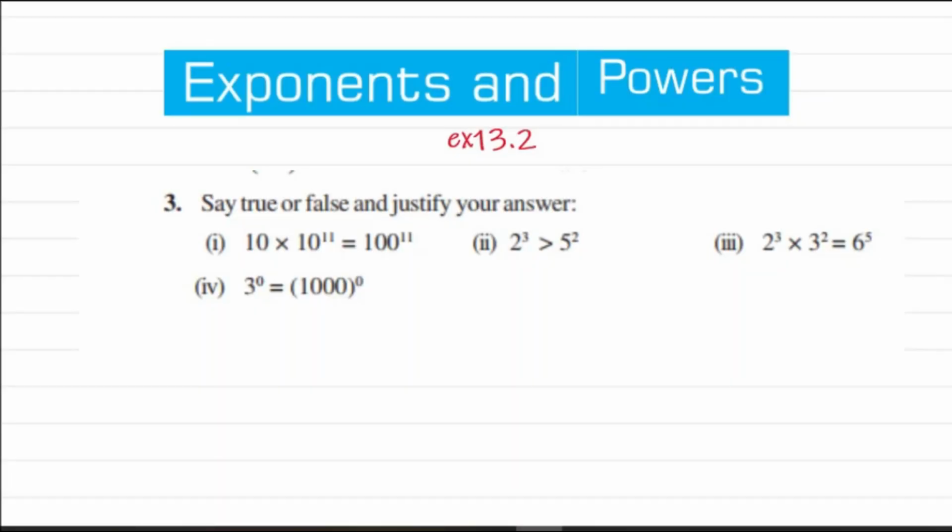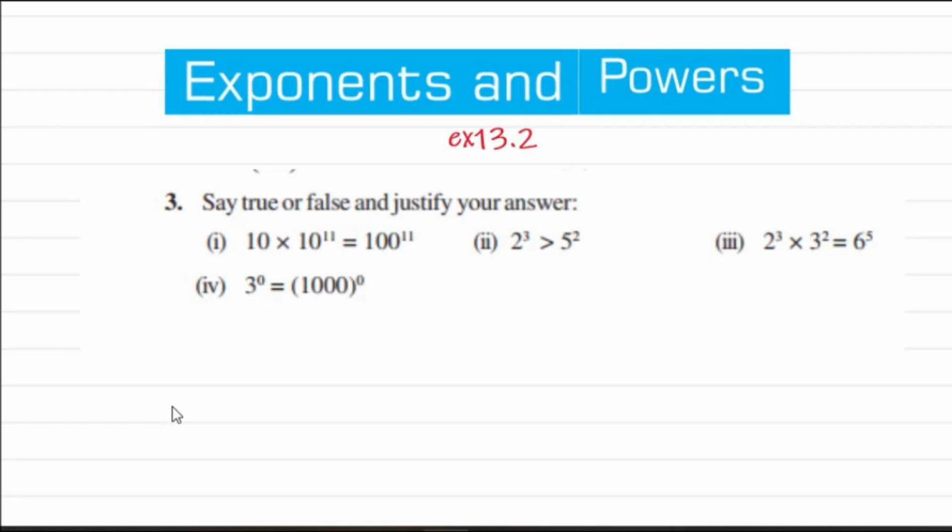Today we will do questions from exercise 13.2, chapter exponents and powers. So let's see, this is question number 3. You have to tell whether the statements are true or false, and then you have to justify your answer. So let's see the first part of this question.